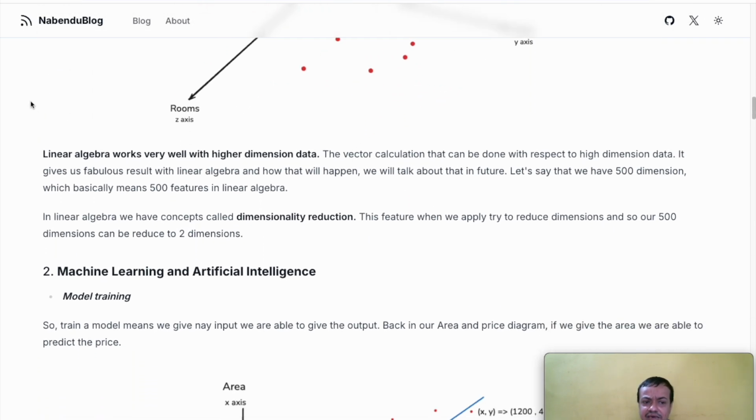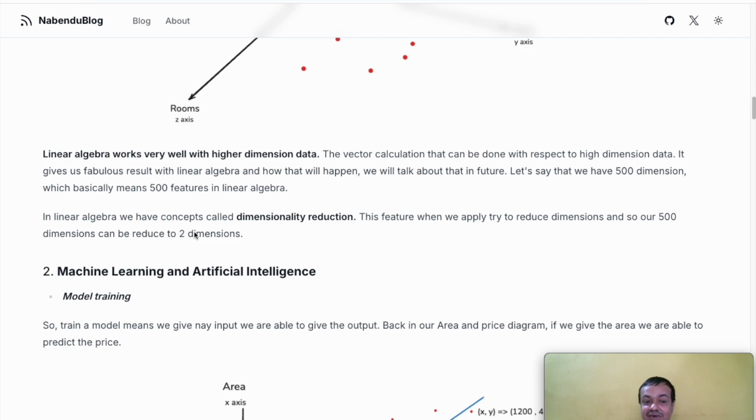Linear algebra works very well with higher dimensional data. The vector calculation that can be done with respect to high dimensional data gives us a fabulous result with linear algebra, and how that will happen, we'll talk about in the future. High dimension means more than three dimensions. Let's say that we have 500 dimensions, which basically means 500 features.